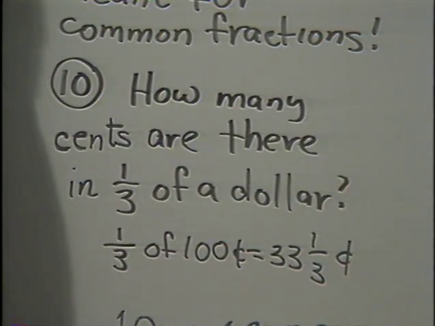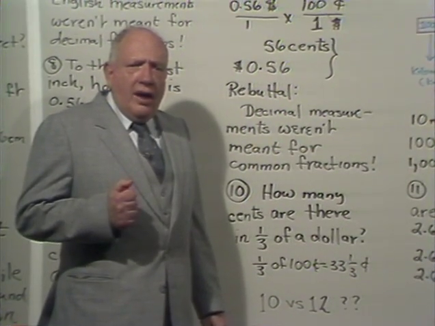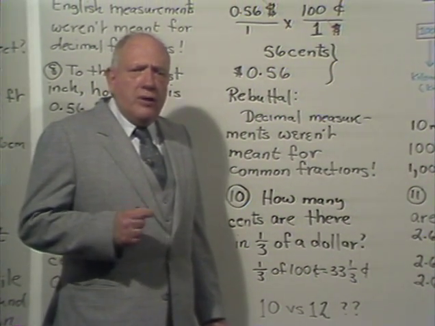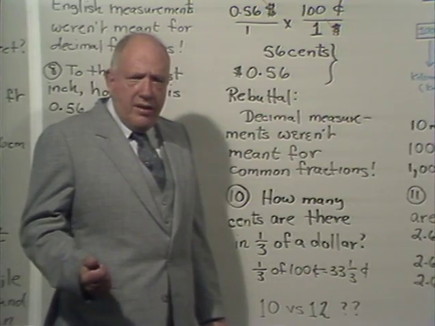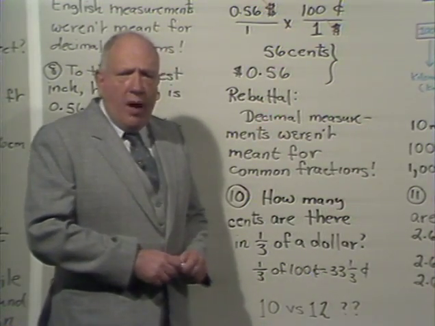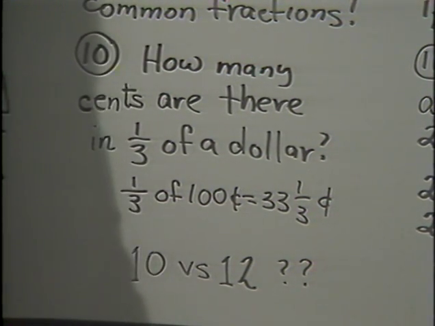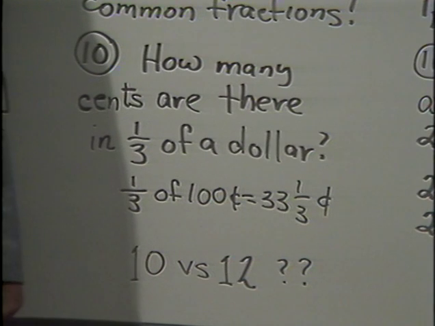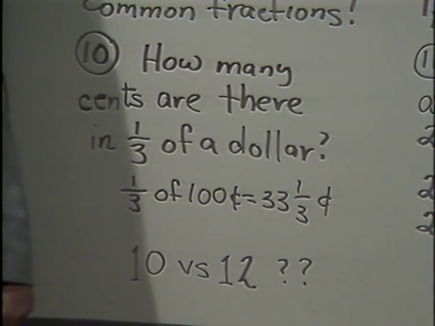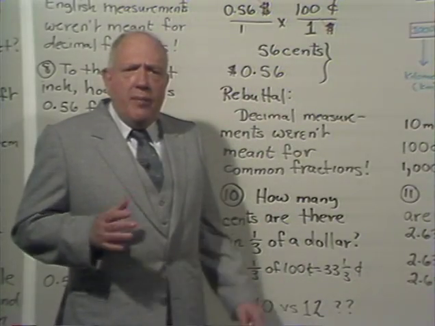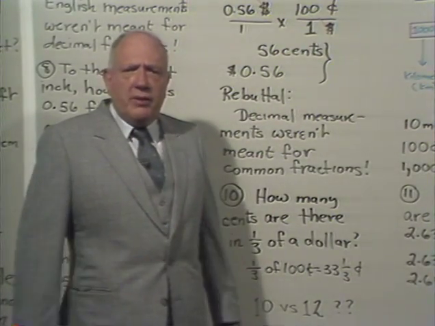That's a mixed number. But you see, if a dollar was made up of a multiple of 3 cents, then 1/3 of a dollar would be no problem at all. So you see, the question of 10 versus 12 continues to come up. Now, what happened is, historically, the advocates of the metric system came about after the invention of place value.